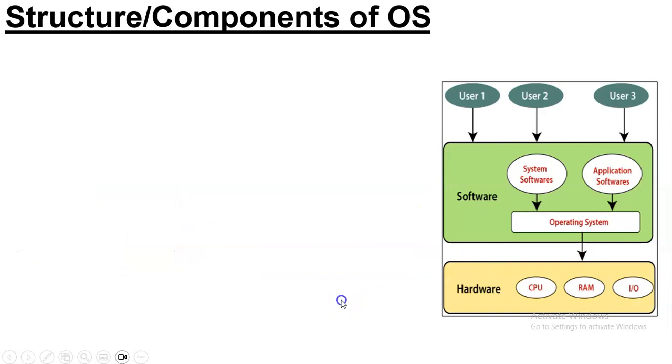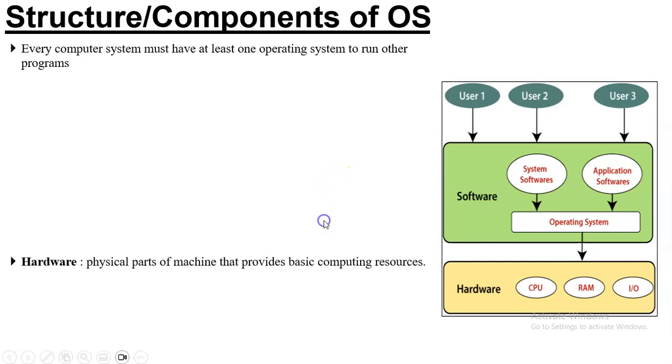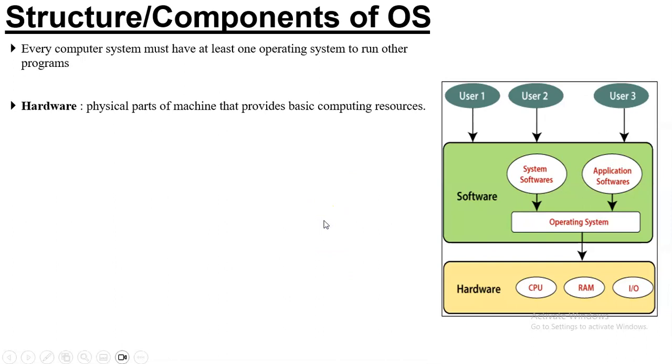Okay, so moving ahead, let us look at the structure or the components of an operating system. Before starting with it, I want to make it clear that unless and until an operating system is loaded into the computer, your computer will not start. There is a requirement that there should be at least one operating system running on your computer. Going ahead with the structure or the components of operating system.